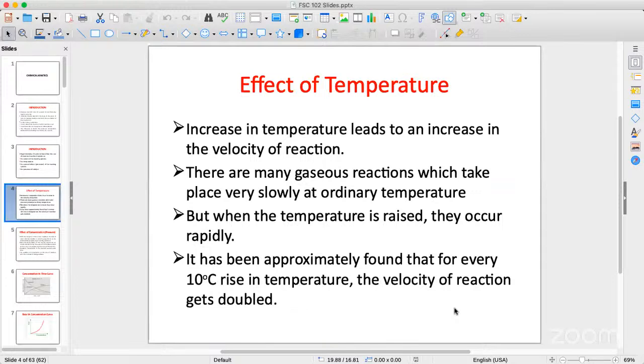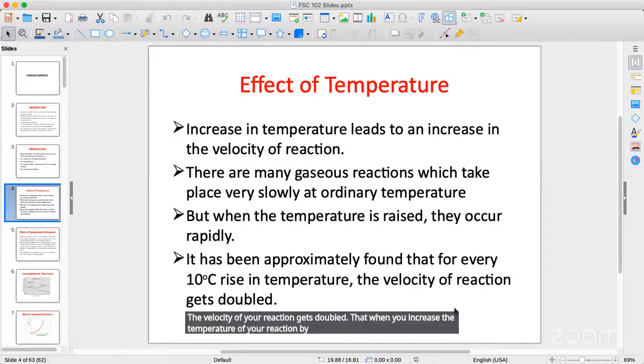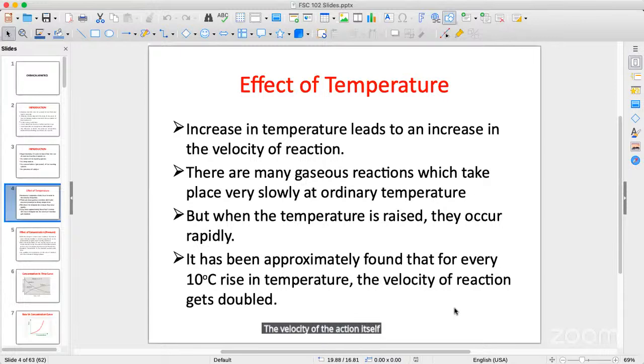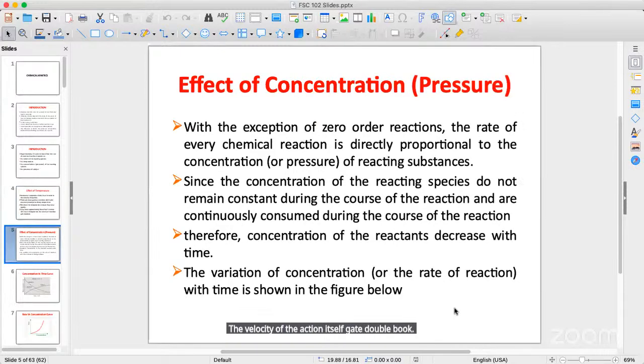Now, it has been approximately found that for every 10 degrees Celsius rise in temperature, the velocity of your reaction gets doubled. That when you increase the temperature of your reaction by 10 degrees Celsius, the velocity of reaction itself gets doubled. That is how temperature affects rate of reaction. But concentration and pressure.